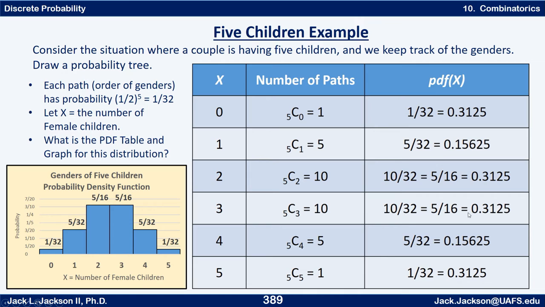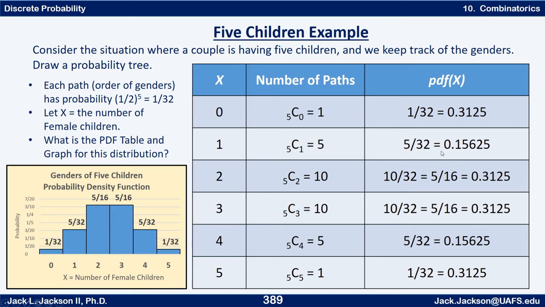So this is 10/32, or 5/16 for both of these, or 0.3125. And of course, if you add these up, you do get 32/32, or 1, or the decimal versions add up to 1. If we take these numbers here and now do a bar graph for that, we get the graph of the probability density function.